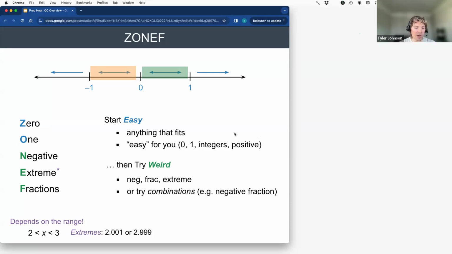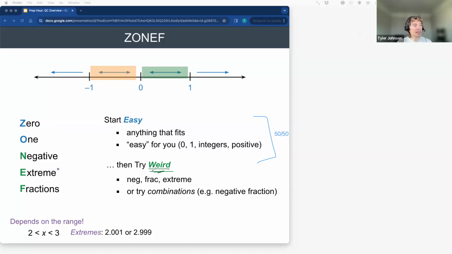And then you want to get weird with it. So after you start easy, you have a 50-50 at that point, right? It's either going to be consistent and be the relationship that you just found when you picked a 0 or a 1, or you're going to be able to find multiple relationships, and that proves the answer is D. To figure out which case it's going to be, that's where you test the weirder values, like negatives, fractions, extremes, or combinations thereof.